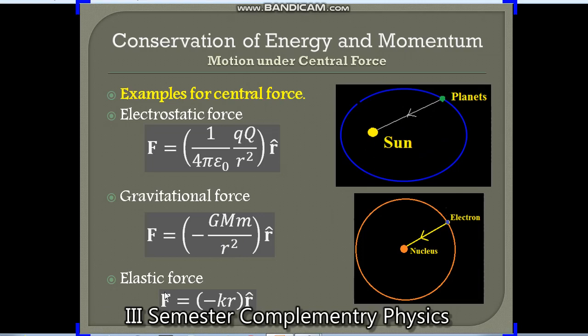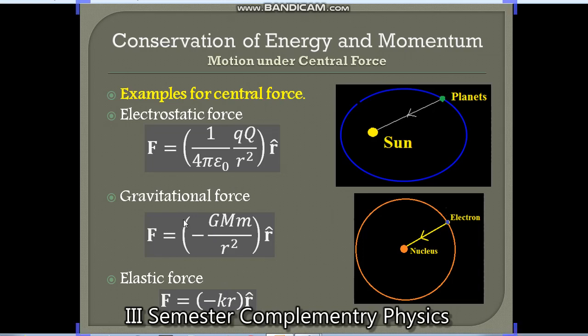Another example is the elastic forces. For example, the famous force in the case of a spring, which leads to simple harmonic motion, F is equal to minus k r into r cap. Here also the magnitude of the force depends on the distance r of the particle from some equilibrium point. So this is an example of the central force.